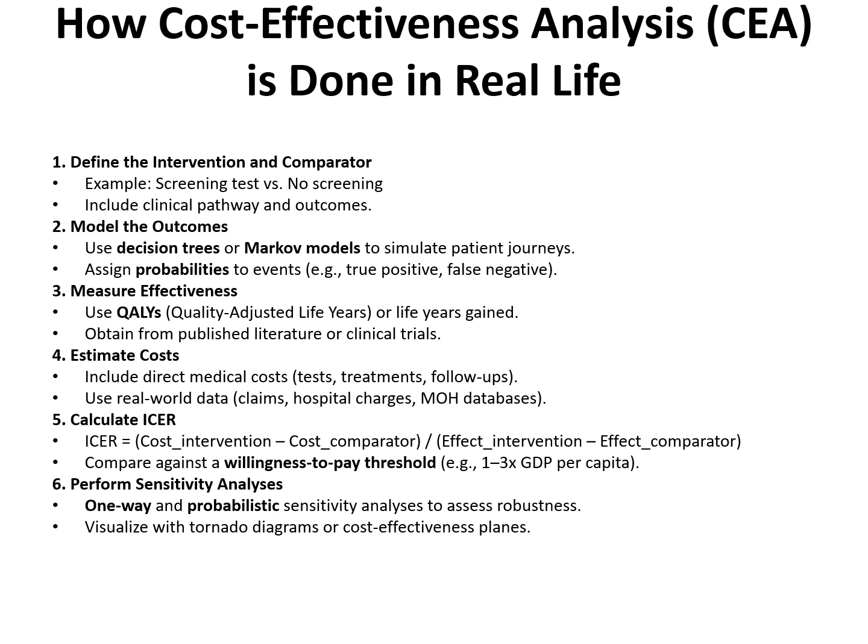We use modeling such as a decision tree, or sometimes a Markov model, which if in future I have a chance I'll cover. Just to let you know it has some key things. There's no memory involved in Markov modeling to simulate the patient journey. We need to assign probabilities: true positive, who is really positive among those tested positive, and false negative, among those tested negative, how many are really negative or free from disease. We need to measure the effectiveness.